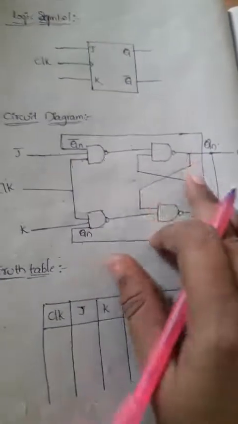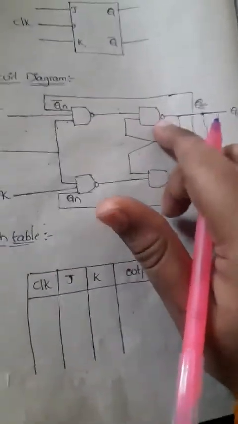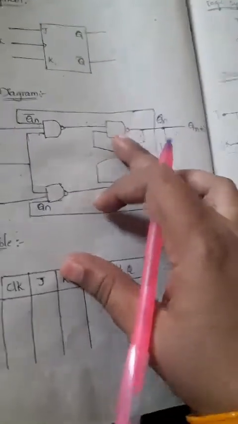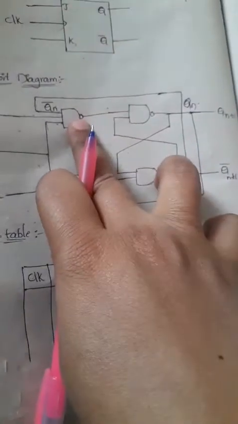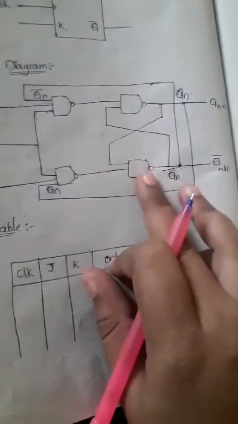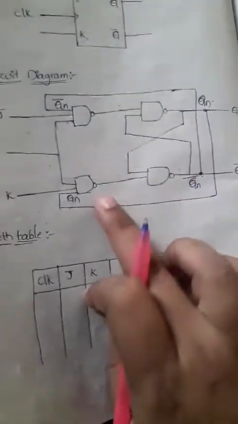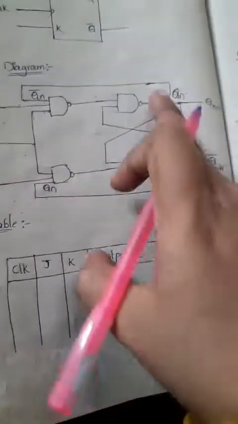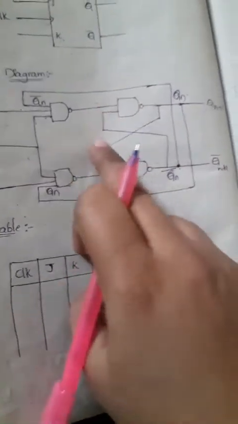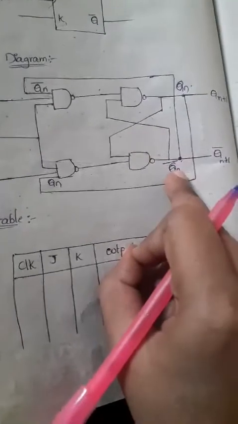Okay, so now coming to the truth table, here the circuit diagram is this one, and here one of the inputs of the third NAND gate is connected as the output of the first, and one of the inputs of the fourth gate is considered as the output of the second gate, and the remaining two inputs of the two NAND gates will be connected from the present states of the outputs.